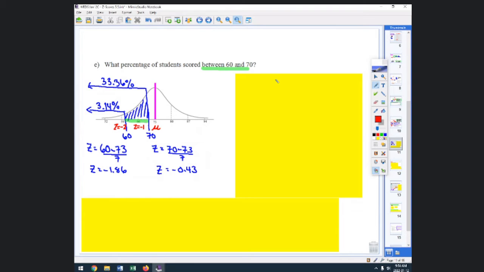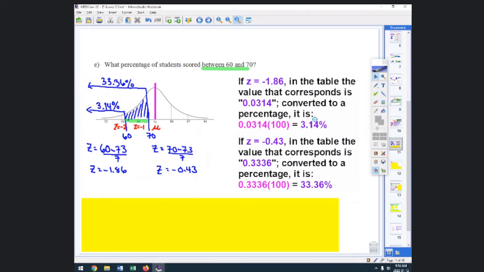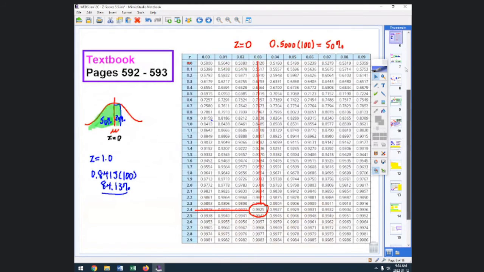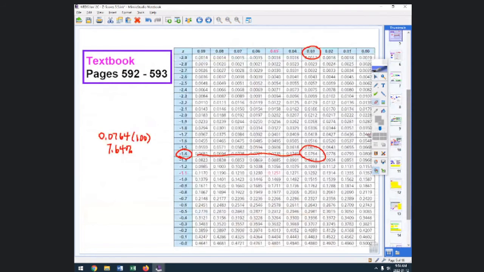Okay, so if I asked you for between, how would I get the region in between two things? Well, I would first do the percentages. So using the table, negative 1.86. So now I have to go back to this page. Okay, so negative 1.86. So here's negative 1.8, and I have to go to 6.